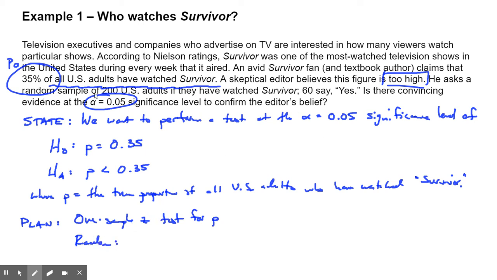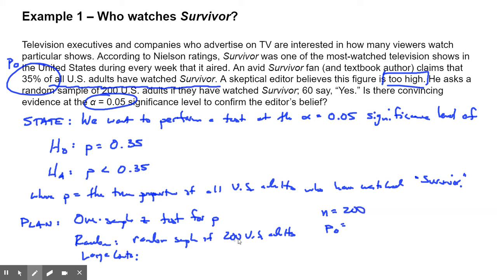And it says he asked a random sample of 200 US adults. So we're going to put random sample of 200 US adults. So good, random samples met. Now we're going to look at the large counts condition. Now to do that, we have to identify our n value and our p null value, our null value. So our n value, sample size is 200.